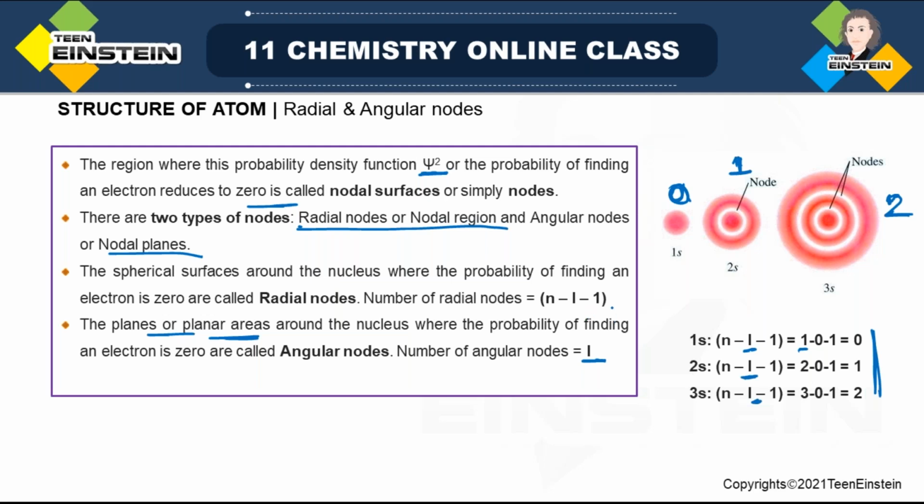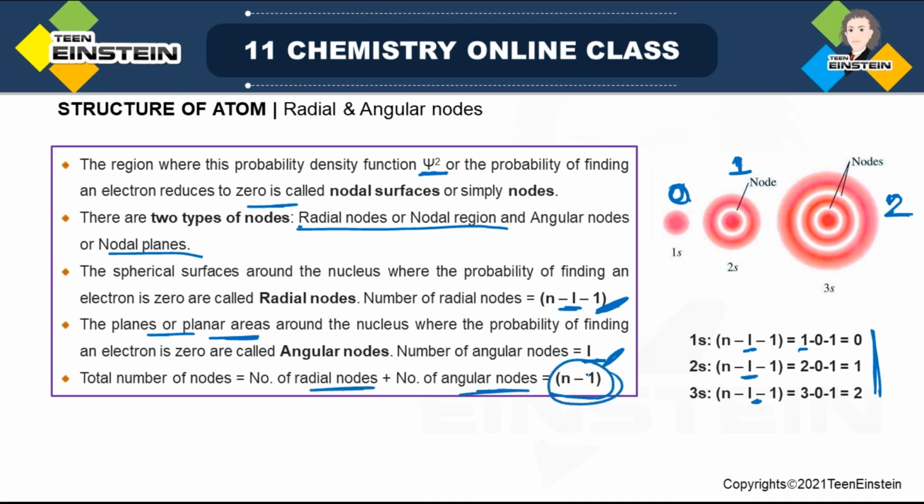Now to get the total number, you have to add these two, n minus l minus 1 plus l. So the l and minus l will be cancelled. So the formula will reduce to n minus 1. Total number of nodes, radial node plus angular node. So this is the formula. How are you getting it? Simply by adding the radial node and angular node, and these two will be cancelled. You are left with n minus 1.